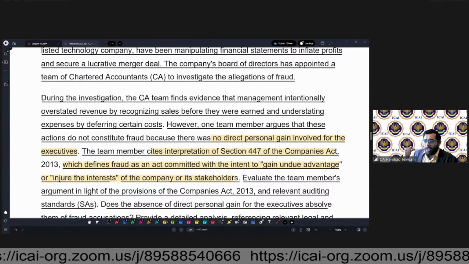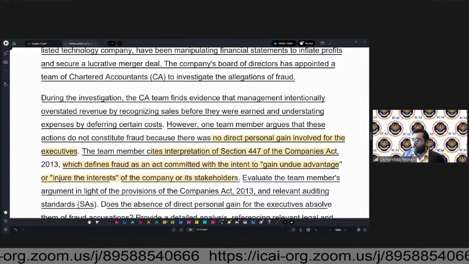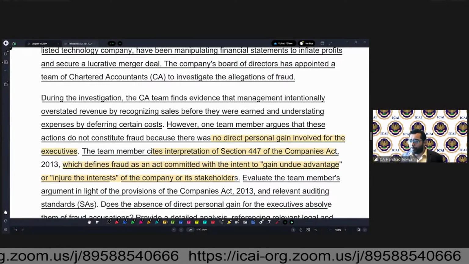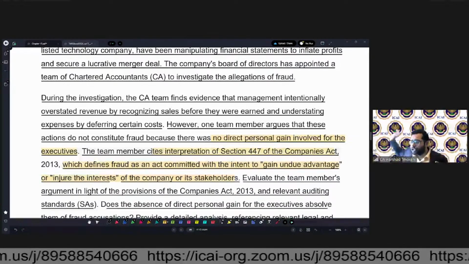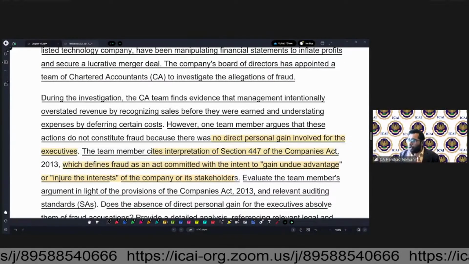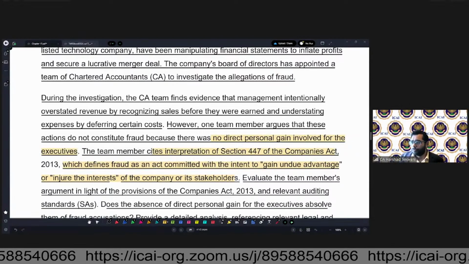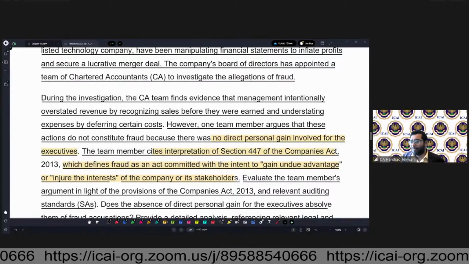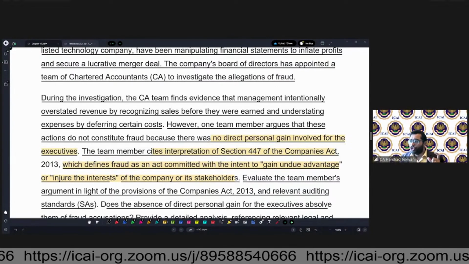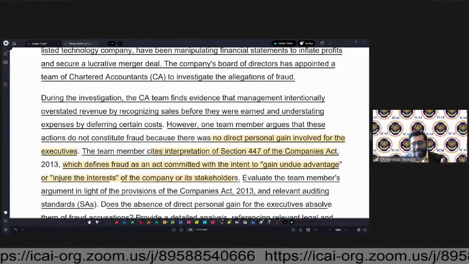Number two, if you have an intent to deceive, or gain undue advantage, or to injure, but there is an intent to deceive over here, although you don't have an undue advantage or injury to any interest, you still have an intent to deceive, and that satisfies the condition for fraud. And it is not necessary that you have intent to deceive the company. It could be the company, shareholders, creditors, or any other person. In that case, it will be fraud.